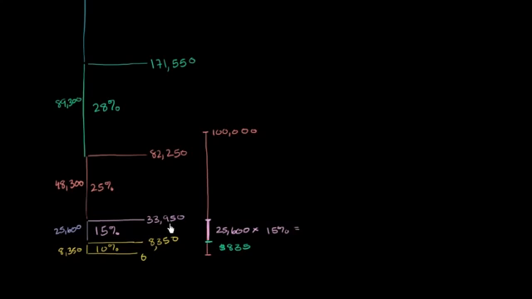Now, the next $48,300 is going to be taxed at 25%. So let me draw that over here. So this next slug right over here is going to be taxed at 25%. So this is the difference between 82,250 and 33,950. That's 48,300. So it's going to be 48,300 times 25%.